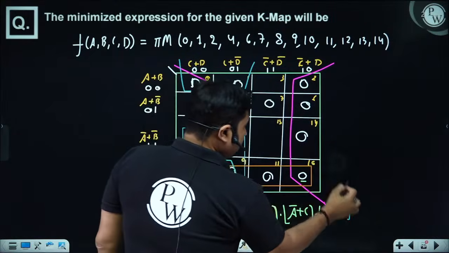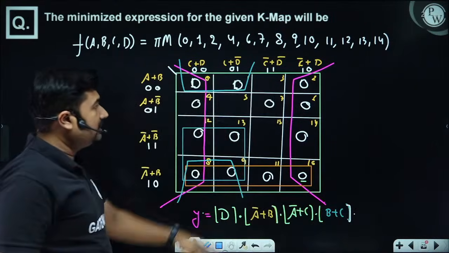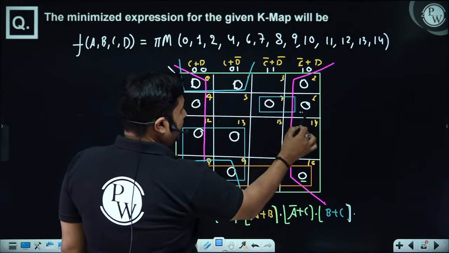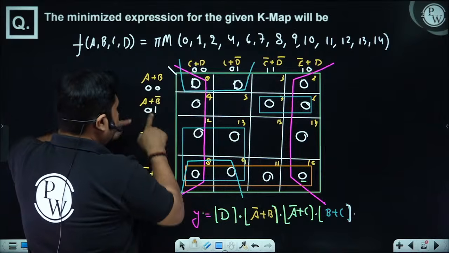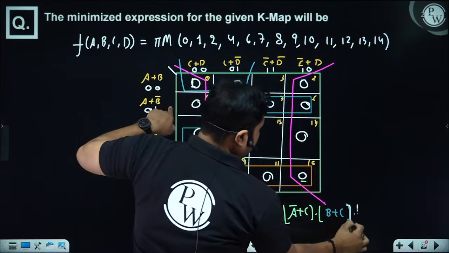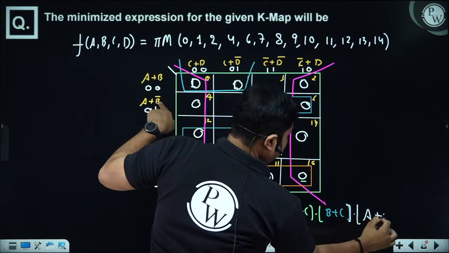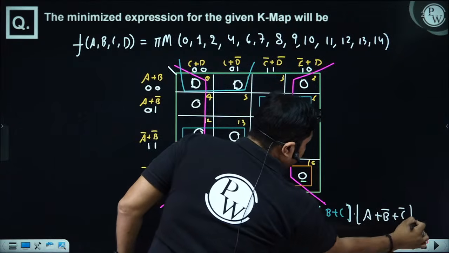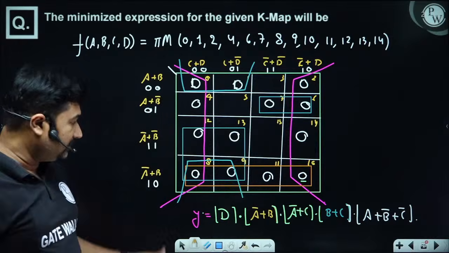And the last, sir, we have this one. What can we do with this? We have only one possibility, to form one pair. And this pair will give you, from here we have A bar, from here A plus B bar, and from here we have C bar. So this is the minimized POS expression obtained from the K-map.